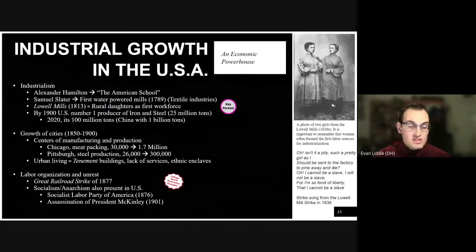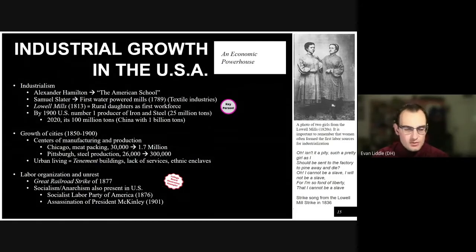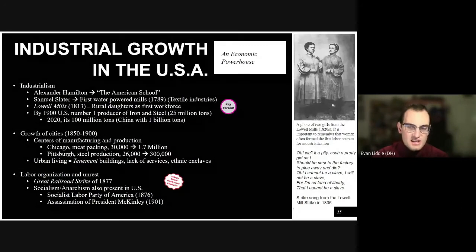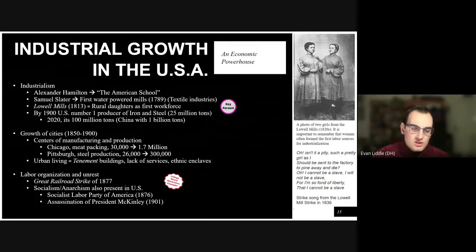This industrialization was accompanied by the growth of cities that we talked about in Chapter 29. Places like Chicago, which focused on industries such as meatpacking, or Pittsburgh, which focused on steel production, saw massive jumps in their populations. And of course, this came with a lot of the same problems: lack of services, crowded tenement buildings, and in the United States in particular, you saw the growth of ethnic enclaves. And just like in Europe, you saw the same situation.